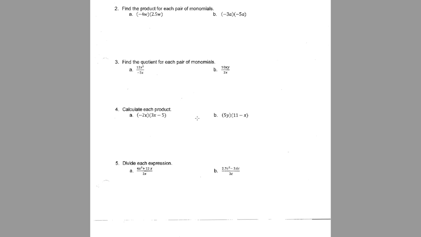Finding quotient, so students are expected to know what quotient is and product. Very small numbers here. Calculate a product and divide each expression. So we see limited support on the page, somewhat cramped together, not as much white space as could be possible.